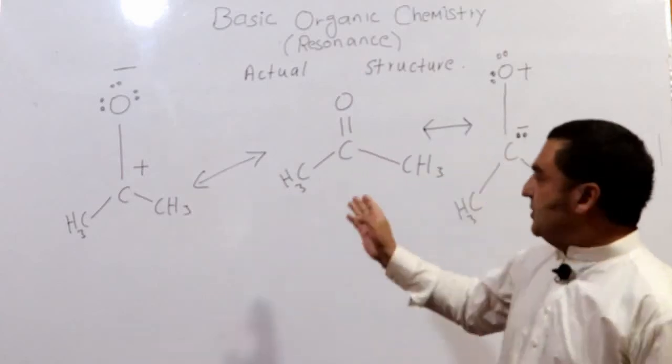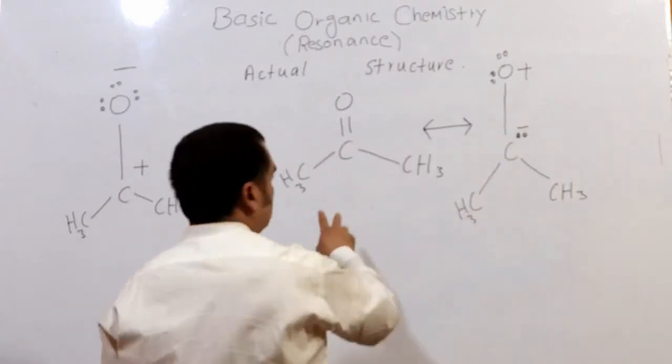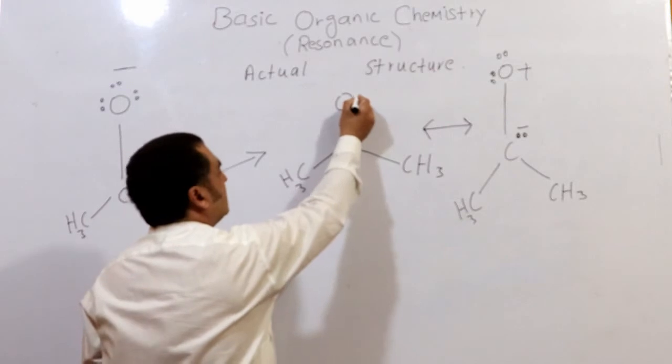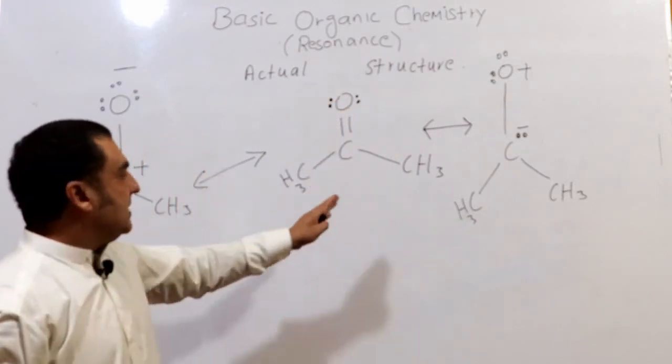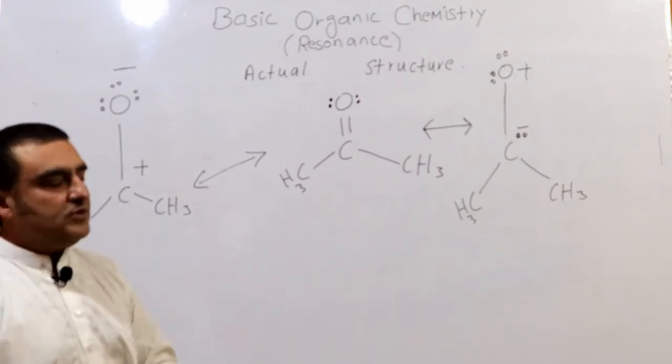Okay, so this is another example. It is a ketone molecule. It has, I forgot those two lone pairs. It's a ketone molecule, and now what happens?